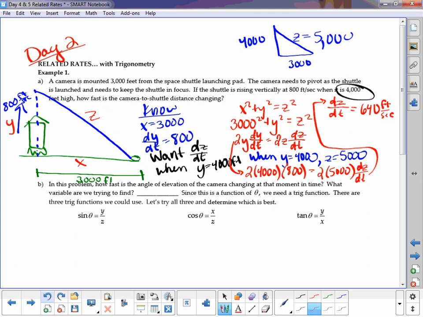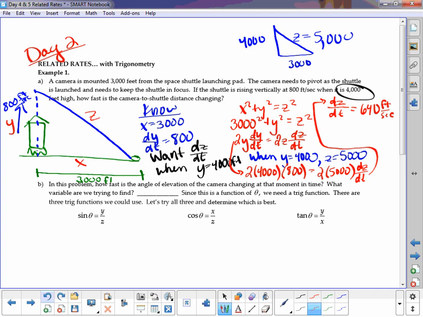Okay, so what we're saying is, all right, 3, 2, 1, 0, blast off, rocket starts going up, and the second that it gets to 4,000 feet high, we know that this distance here is changing at a rate of 640 feet per second. And we see that it's positive, which makes sense because as it goes up, our hypotenuse there is going to move. Okay. Questions with that?